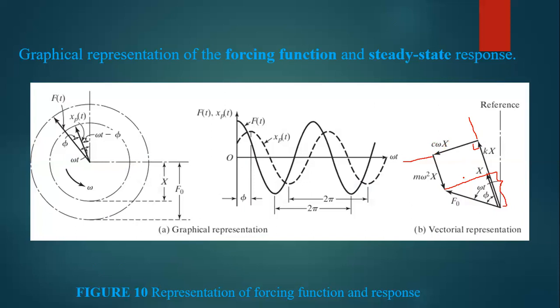This distance is c omega x, and this distance is kx minus m omega squared x, that means k minus m omega squared, the whole times x. So this is a graphical representation actually. We can develop the equations which we derived earlier directly from here. How we can derive them, I will show you in the next slide. So we have similar slides.